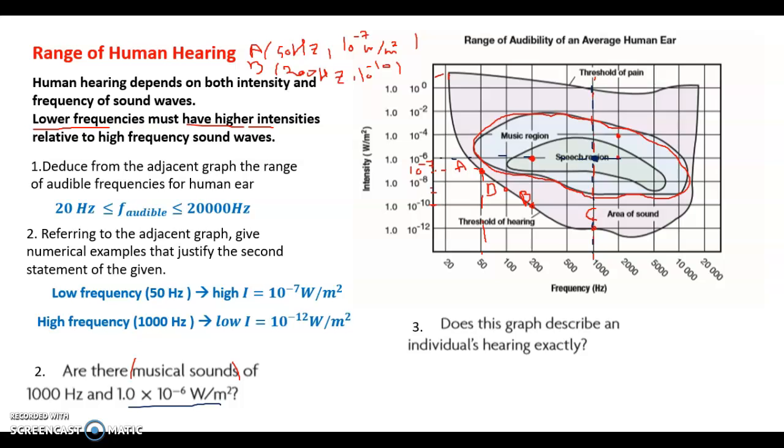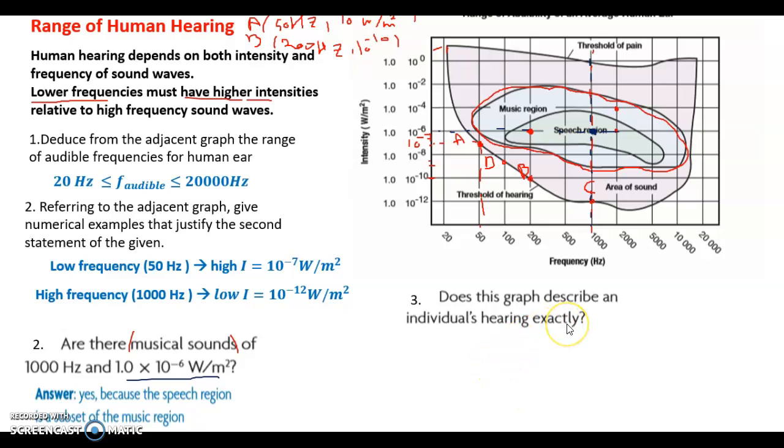So are there musical sounds of 1000 Hz and 1 times 10 power minus 6 watt per meter squared? Let's check this point. These are the coordinates of this point: 1000 Hz, we go vertically upward, and 10 power minus 6 here. This is the intersection point. It belongs to the speech region. However, the speech region is also a subset of the music region. So yes, this sound belongs to the music region because the speech region is a subset of the music region.